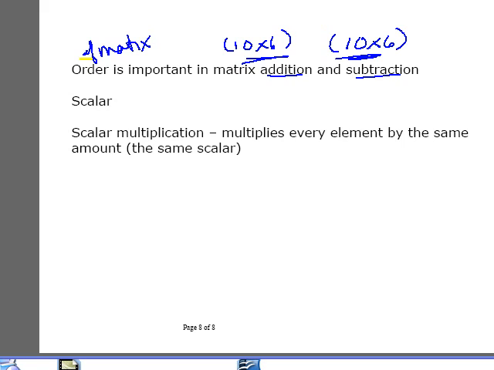When you get to scalar multiplication, it doesn't matter about the order. You're multiplying the matrix, let's say A, by some number. I'll call it alpha. This is a scalar. It's just a plain old number. It's not another matrix. And the scalar multiplies every element. It multiplies every element in the matrix. The scalar, that's a term that denotes the numbers that you use to fill up your matrix.